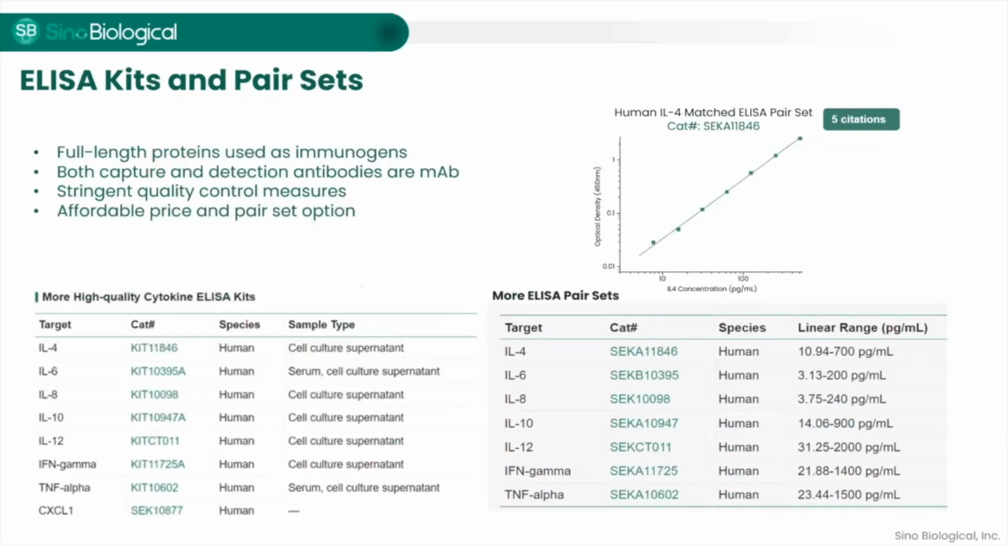And towards the end of our presentation, I would like to go over our ELISA kits and pair sets that we have to offer that can be used in stem cell cultures and organoid cultures. Some features of these ELISA kits and pair sets are that full-length proteins are used as immunogens, and they have both the capture and detection antibodies that are monoclonal. And these kits are passed through stringent quality control measures, and again, they are very affordably priced.